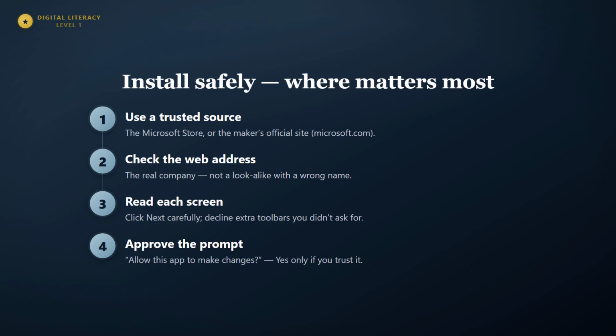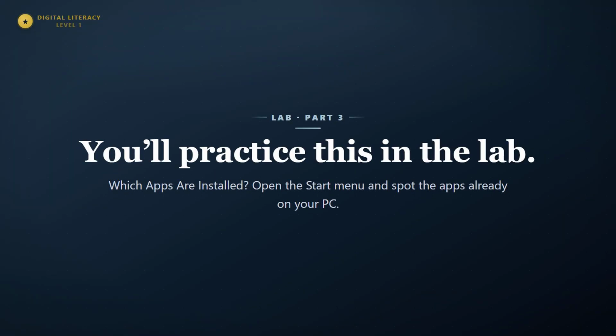4. When Windows asks, do you want to allow this app to make changes? Click Yes only if you trust the source. And never install from a pop-up ad or an email link. "Your computer is infected. Click here" is always a scam. In part 3 of the lab, you'll open the Start menu and spot the apps already installed on your computer: a browser, a word processor, the calculator. Last, let's meet the master program that ties it all together.